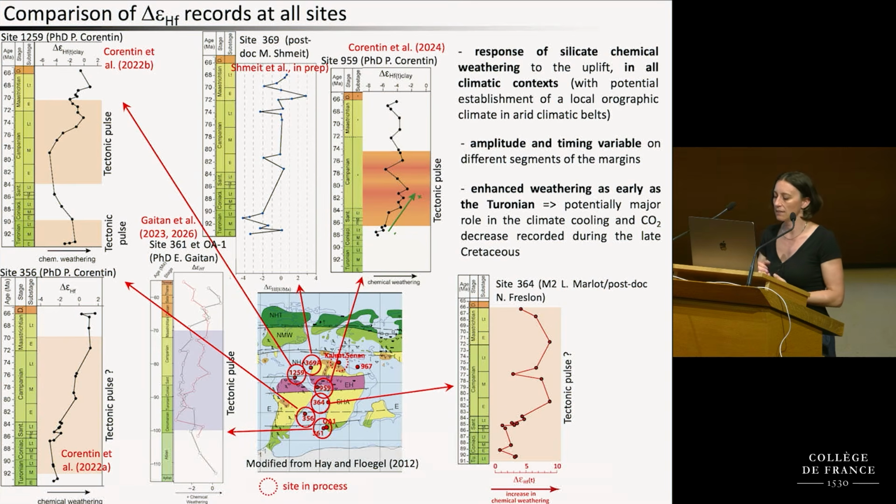So what this indicates is that we probably have here at least a response of chemical weathering to an uplift that is affecting all the climate belts, even the most arid one, probably because we can have the establishment of an orographic climate and more humid conditions, even in an arid belt, on the side that is facing the ocean and created by the relief. That is a hypothesis, but it shows at least that there is some potential to work on this event because of this response that is common to all the sites.